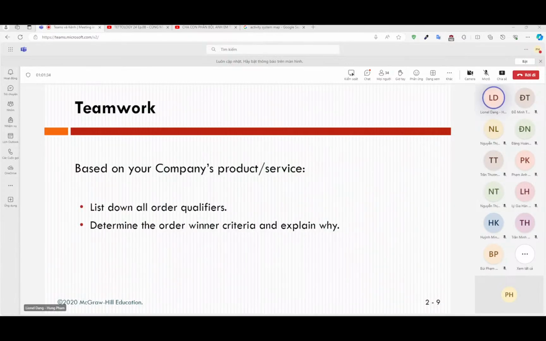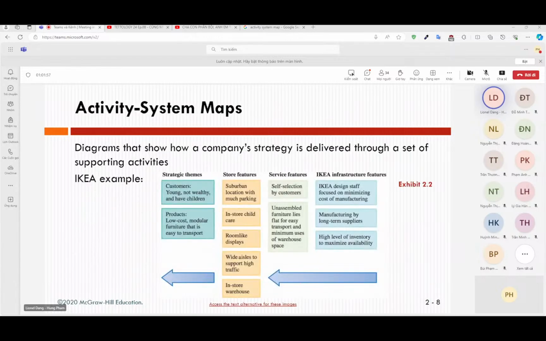So now, you go back to your homework. Yeah, not homework, the teamwork. Based on your company's product or service, you will list down the order qualifiers, and you will determine what is the order winner of your company. So again, to determine your order winner criteria, you need to determine your customer segment.